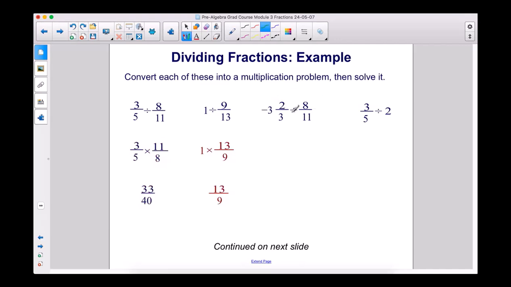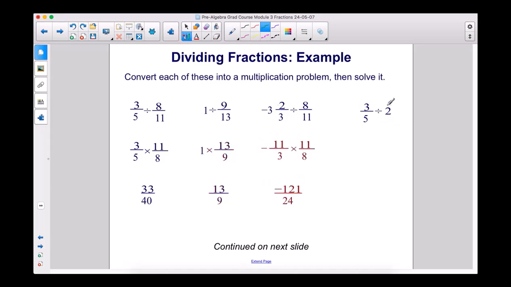-3 2/3 divided by 8/11. Well, here we need to first convert this into an improper fraction. So first we multiply 3 times 3, then we add 2. So 3 times 3 is 9, plus 2 is 11/3, and it is negative. Then we're going to multiply by the reciprocal, 11/8. And so we get 11 times 11, which is 121, over 24, which is 3 times 8, and it is negative.